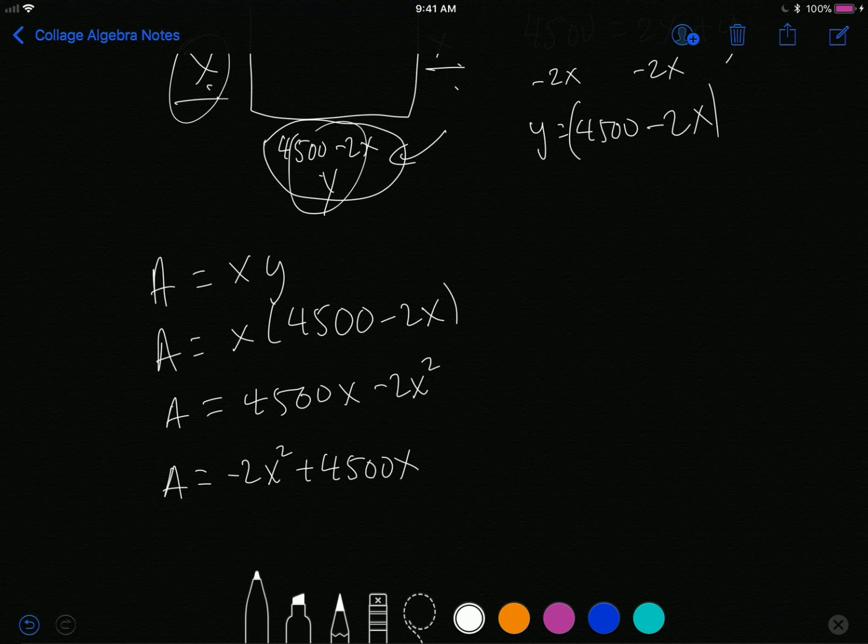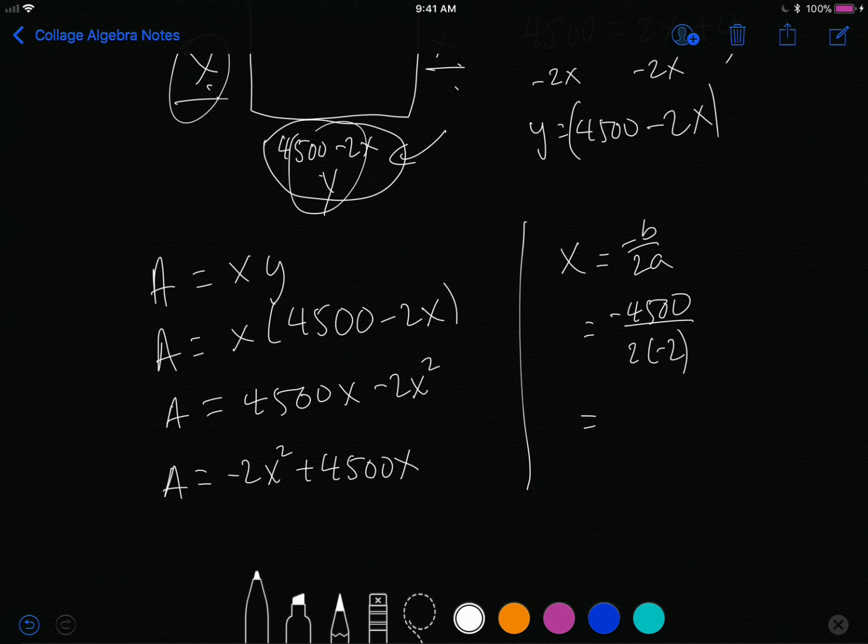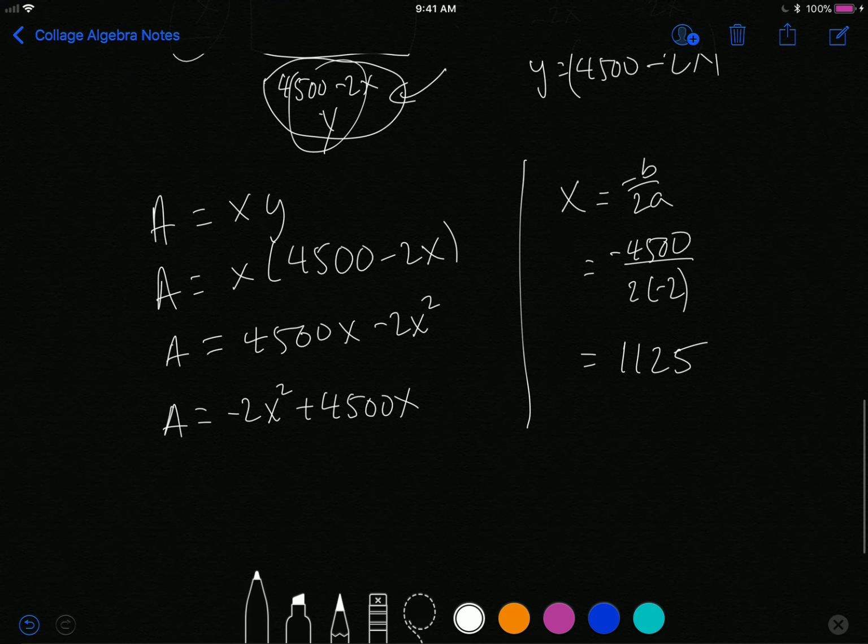The question wants us to find the largest area. But before we can find the largest area, we have to first find the x that maximizes the area. And that goes by minus b divided by 2a. And so that's going to be negative 4,500 divided by 2 times negative 2. And 4,500 divided by 4 is going to be 1,125.